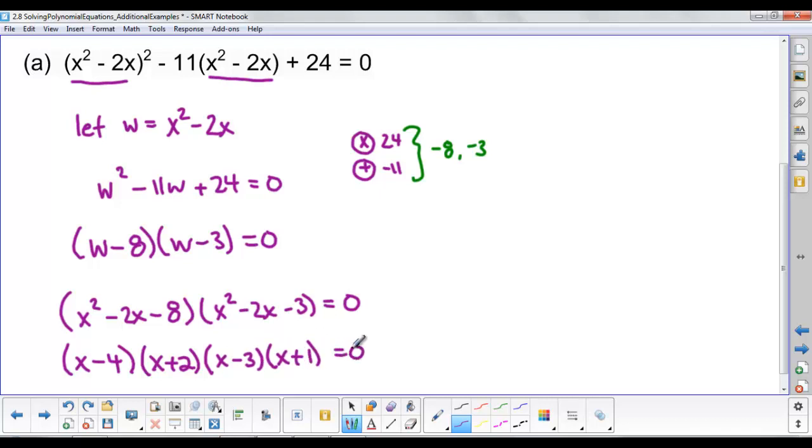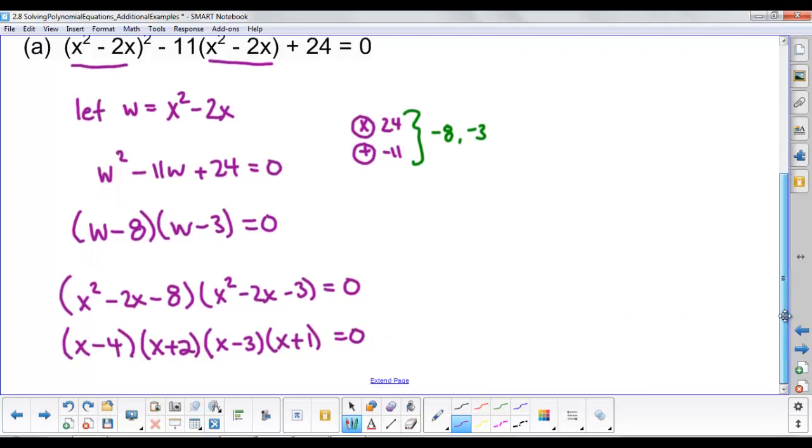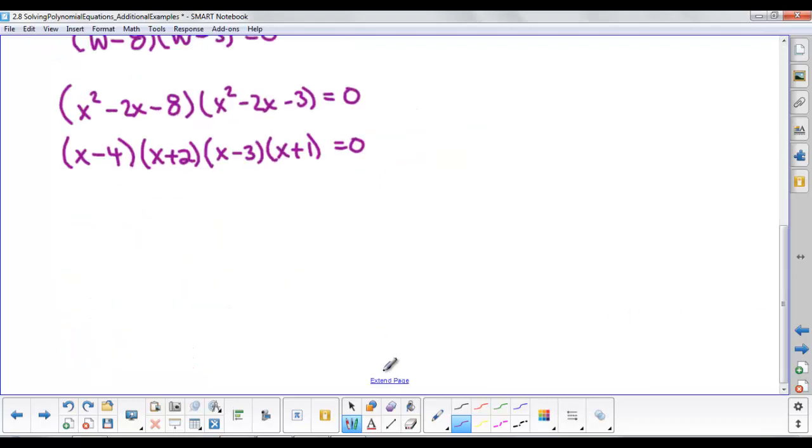Now, since we are fully factored on the left-hand side of the equal sign, we can state our roots. So we have x equals 4, x equals -2, x equals 3, and finally x equals -1. Remember, you're setting each one of these brackets equal to 0, and then you're solving for x.